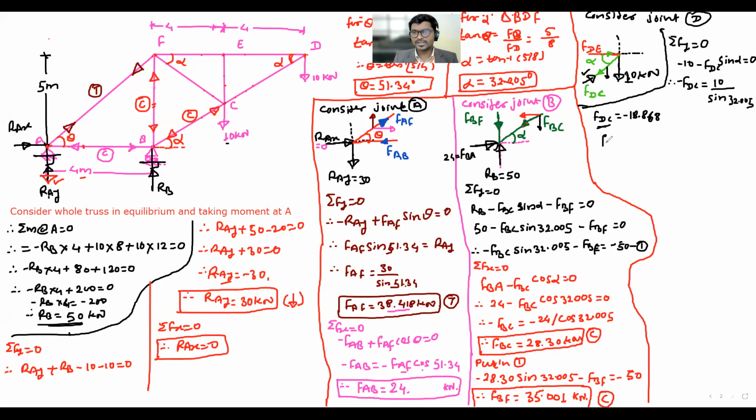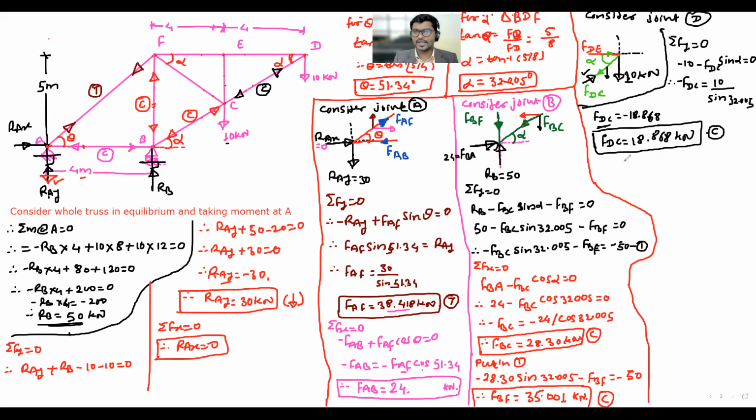Transfer the correct direction. So firstly write down the magnitude: F DC is equal to positive 18.868 kilonewton. But when we write the answer as positive from the negative, we have to mark its nature. So the DC correct direction at joint D is up, right? So here it will be down. So nature, compressive or tensile? Compressive. It will be compressive. Understood till here?